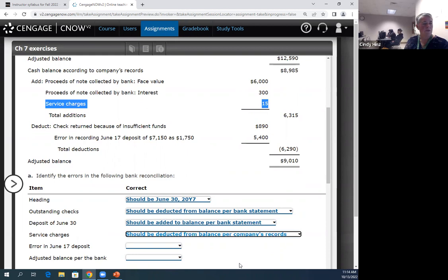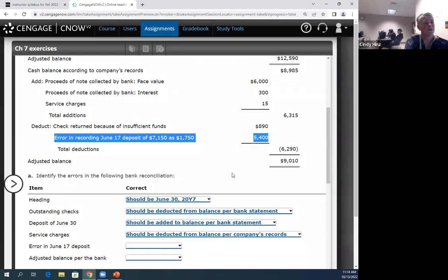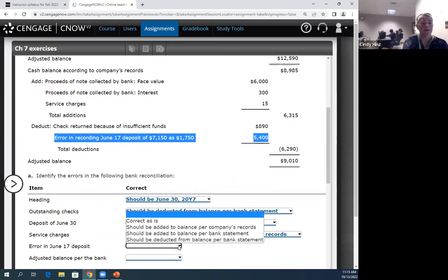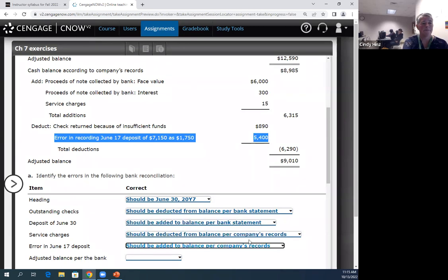How about the error in the June 17th deposit? So the deposit should have been $71.50, but there was a typo and it was recorded as $17.50. We didn't put enough into our account, right? On our records. So the bank correctly added $71.50 to our account. We only recorded it as $17.50 on our end. Should that be deducted? No, we didn't put enough in. We want to add that. So it should be added to the balance per company records.